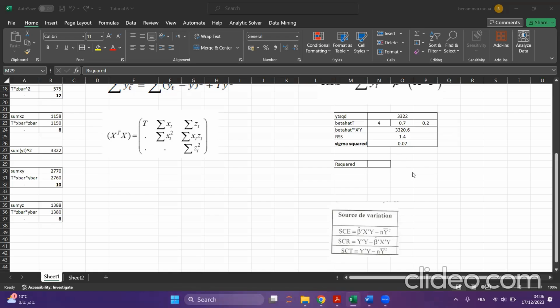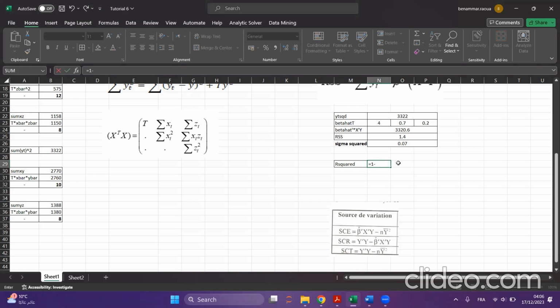So r squared is equal to 1 minus the residual sum of squares over the total sum of squares. It's equal to 1 minus the residual sum of squares, which we found here, divided by the total sum of squares, which is given to us in the beginning of the problem. So it's equal to 10. So it's 0.86, which is considered a good fit.